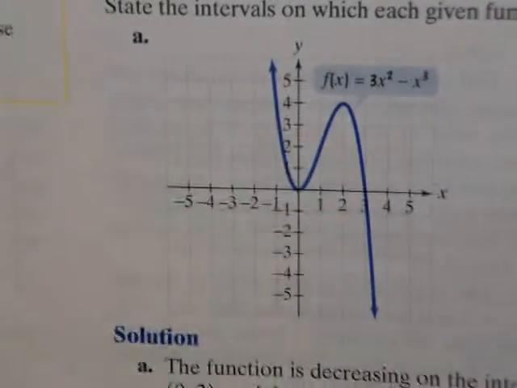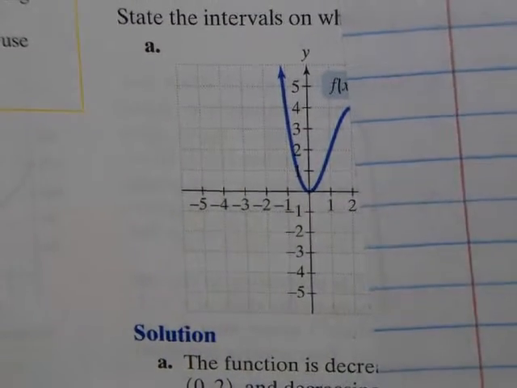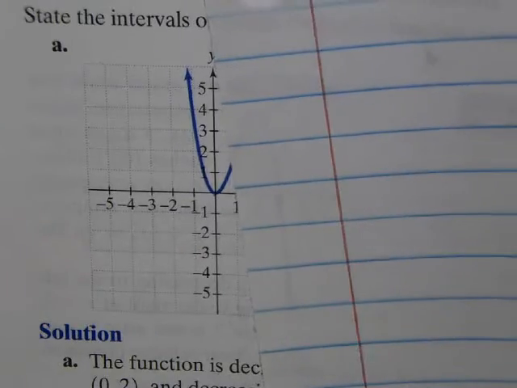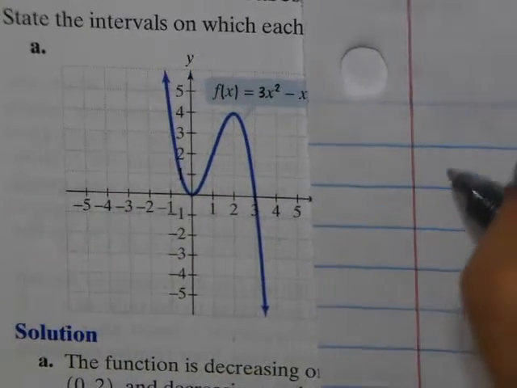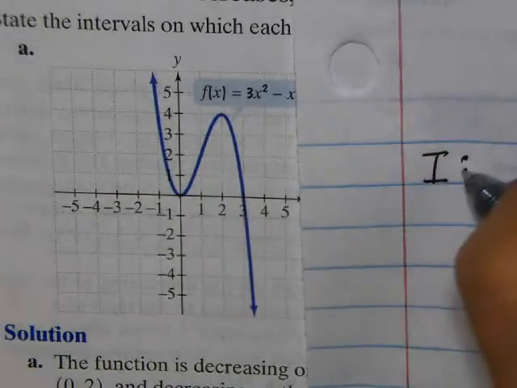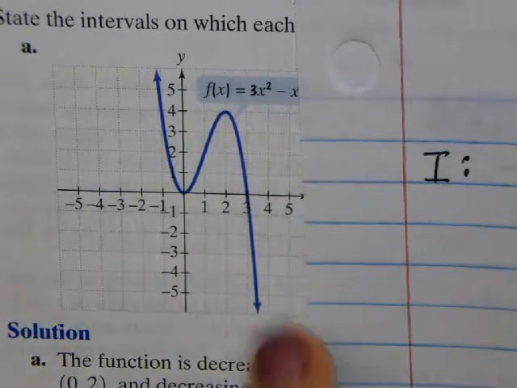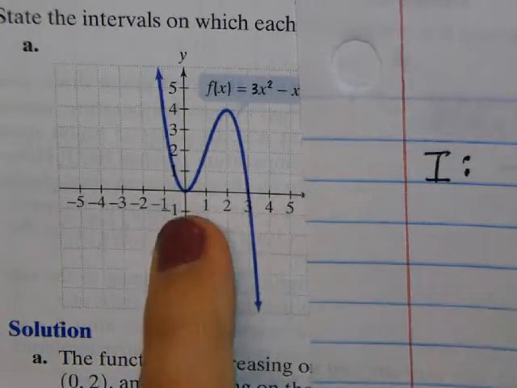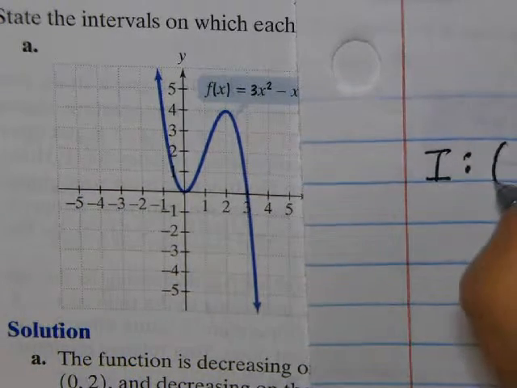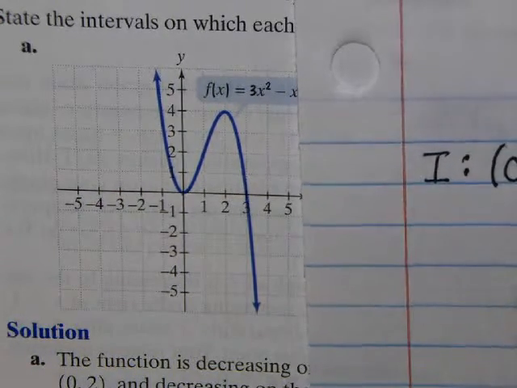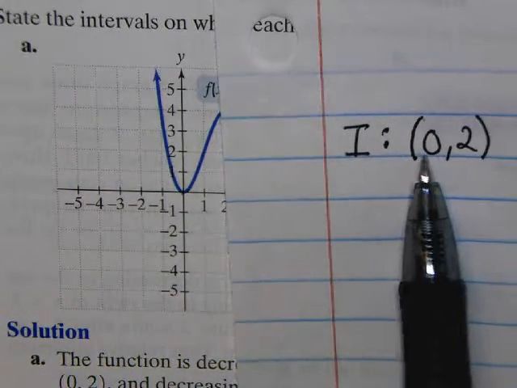So let me see if you can see what I write here. Right, so let's talk about increasing. It is increasing from 0 until 2. But 0 and 2 are not increasing. So what I'm going to have you do is put a parenthesis. And the parenthesis tells me that 0 is not included. It's not where it is increasing.